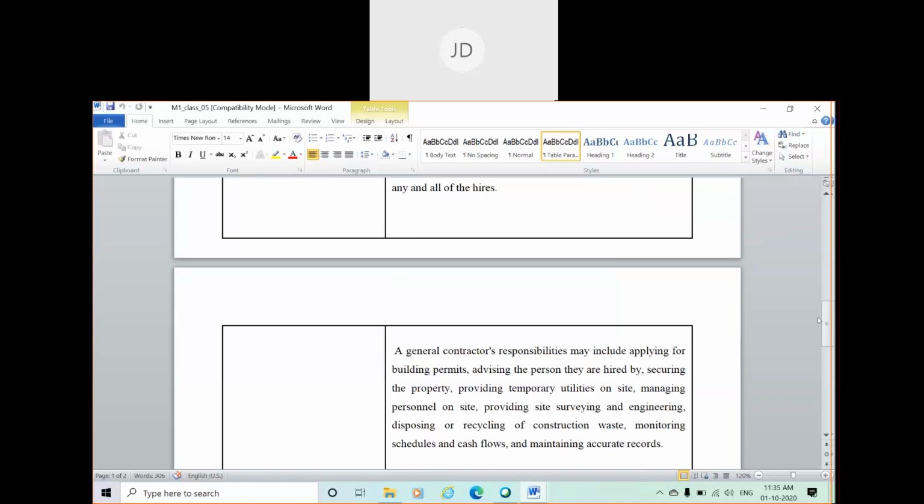So here are some technical terms mentioned, which you can also term as responsibilities of a general contractor. So what does building permit mean?